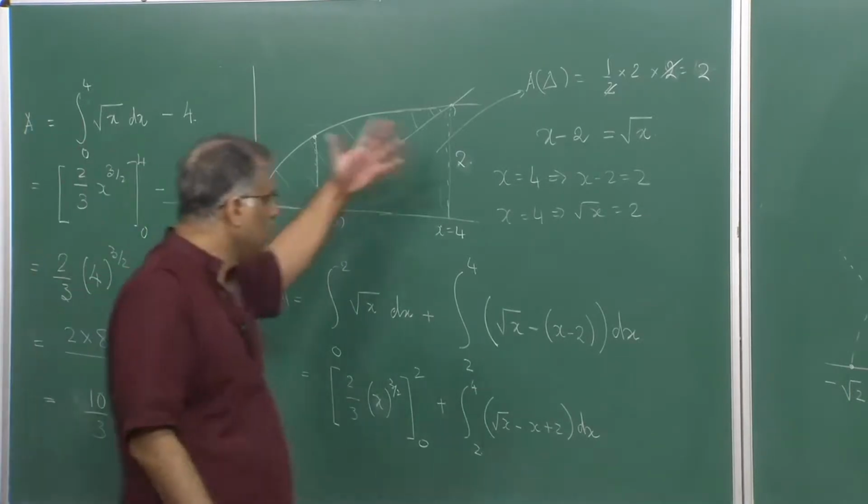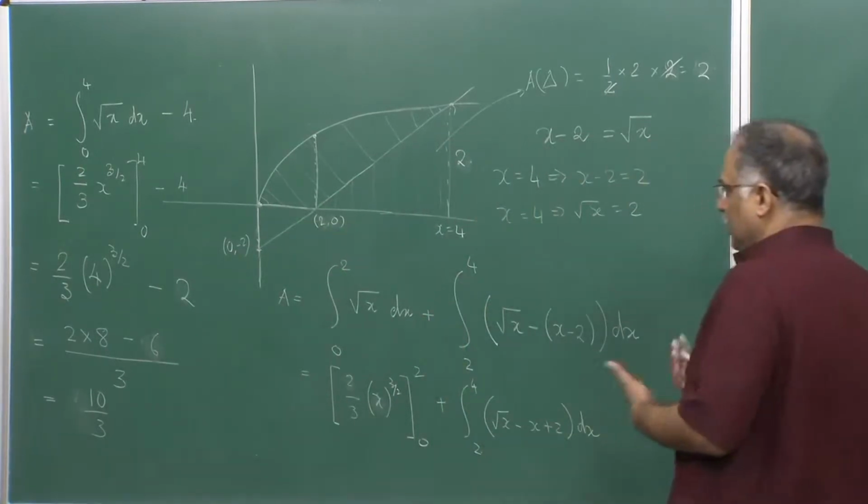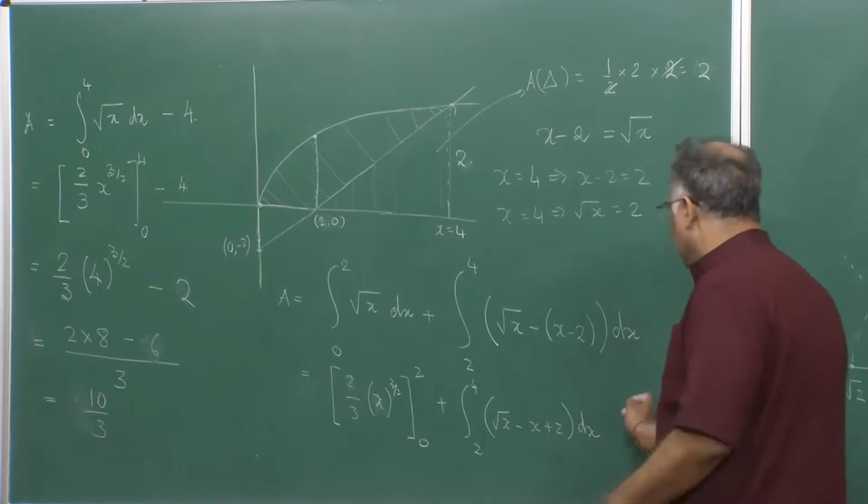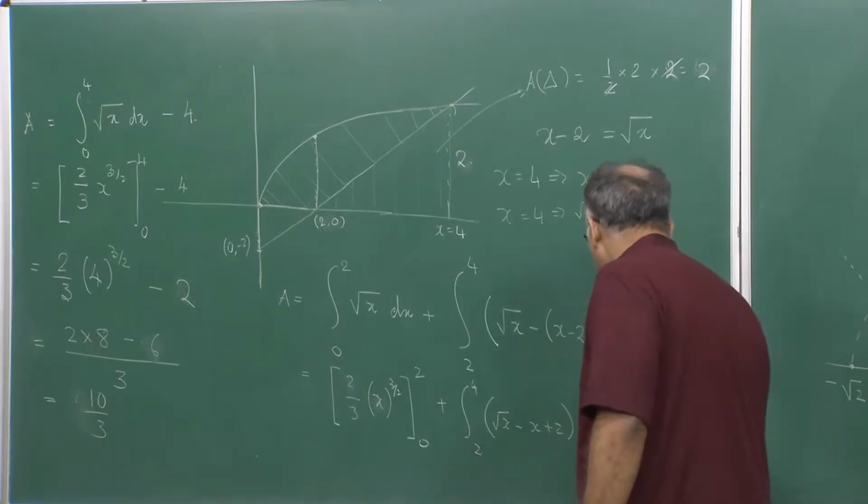2 into 8 is 16, minus 3 into 2, 6, 16 minus 6 is 10, 10 by 3. So, you see, once you are sure that the mathematics that you are doing is correct, the answer has to match. So, the answers anyway match. This is also equal to 10 by 3.